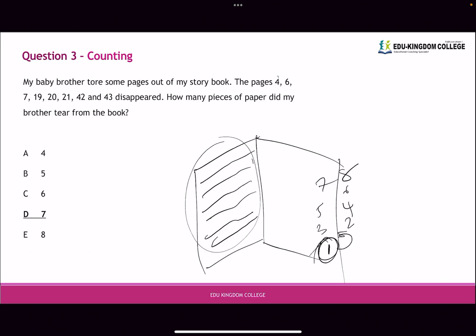Okay, so using that, we know 4 is a separate page from 6. 6 and 7 are 2 separate pages on their own, because the odd number has to be smaller. 19 and 20 are actually together. So that's your 5th page there. That's your 4th page there. 21 is separate, so that's your 5th page. 42 and 43 are separate, so 6 and 7. Because 42 is the even number, the odd number should be at the front, so they're not on the same page. So you have 7 different pages, which is part D.